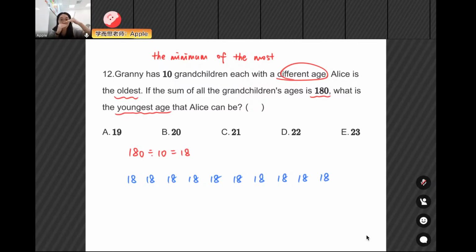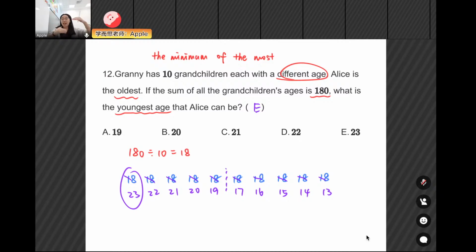So in this way, how can you make sure that the gap is very small? Here, maybe you just plus 1, minus 1. Plus 2, minus 2. Plus 3, minus 3, right? As you can see, 10 is an even number. So here, let's start from the middle. Plus 1, minus 1. Plus 2, minus 2. Plus 3, minus 3. Plus 4, minus 4. Plus 5, minus 5. So you can see that the youngest age that Alice can be is 23, okay?